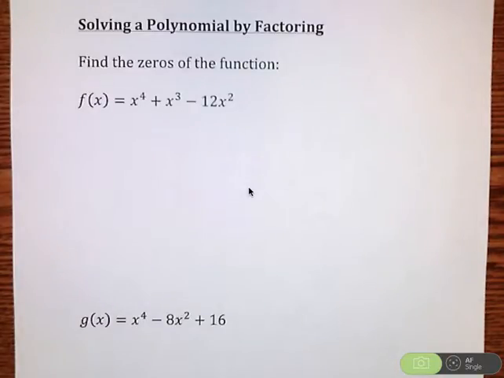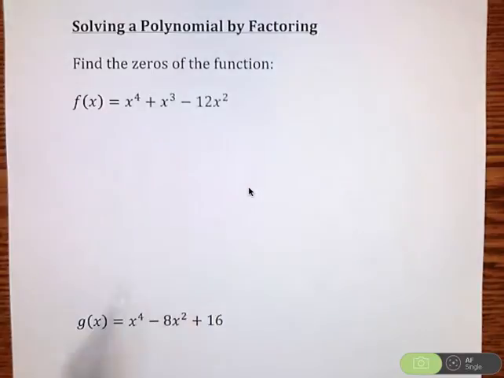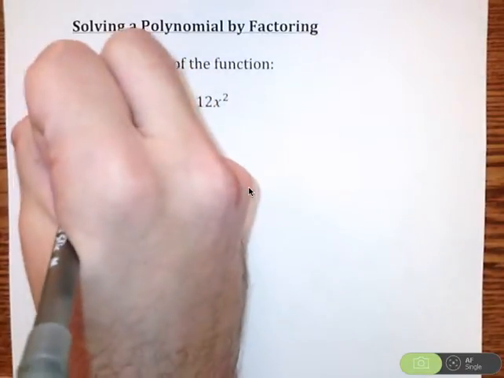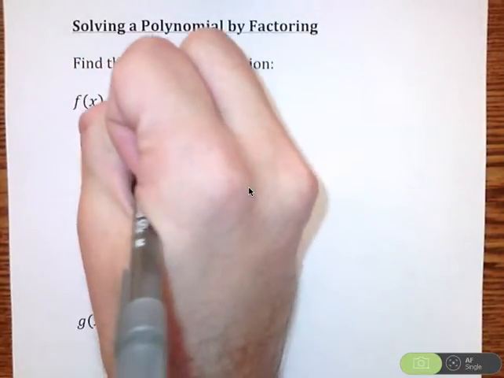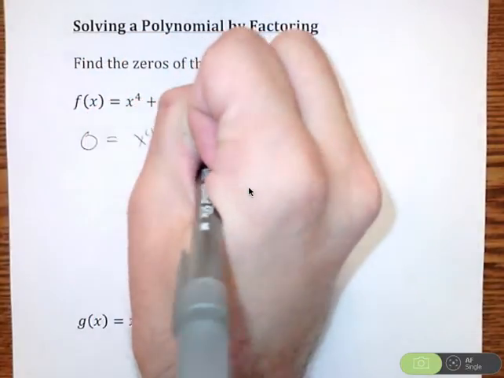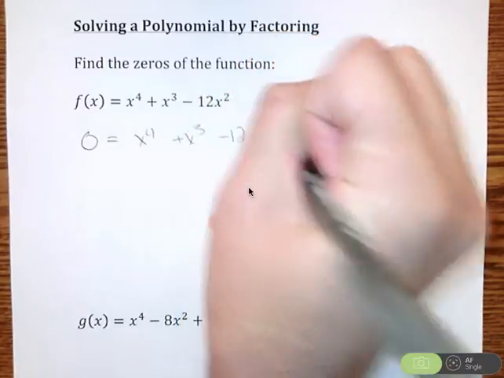So my first one, we're going to find the zeros of the function. So that is also solving by factoring. What we have is, instead of f of x there, that's as good as having a 0 = x to the fourth plus x cubed minus 12x squared.